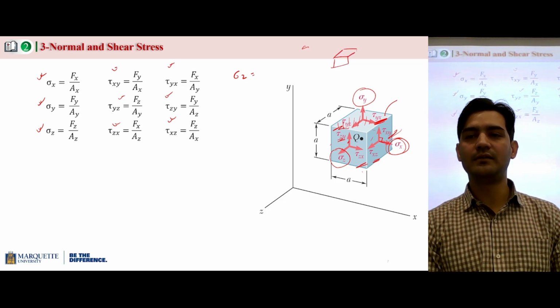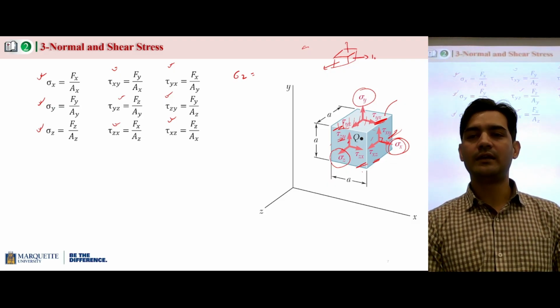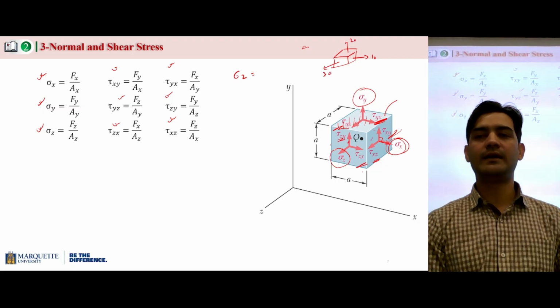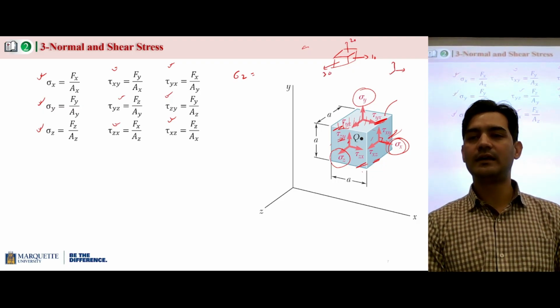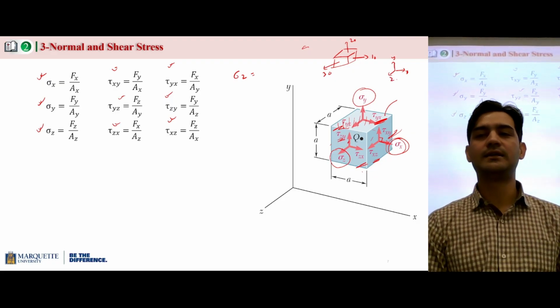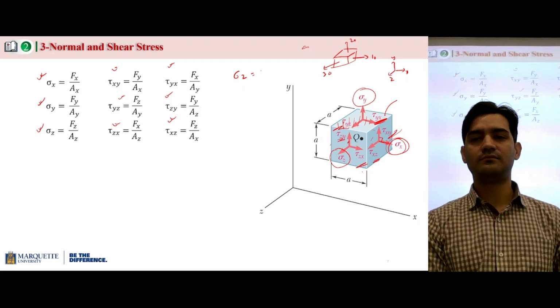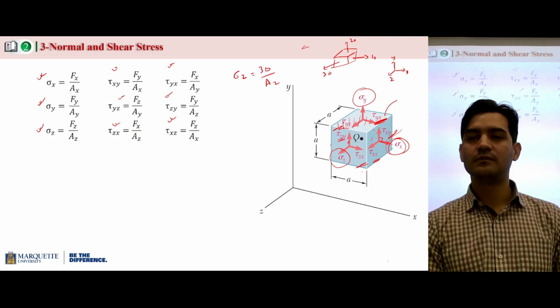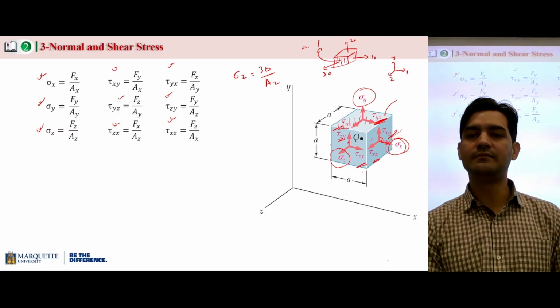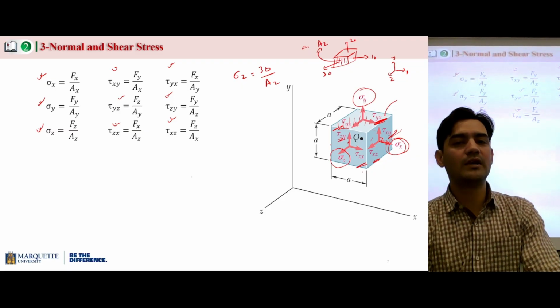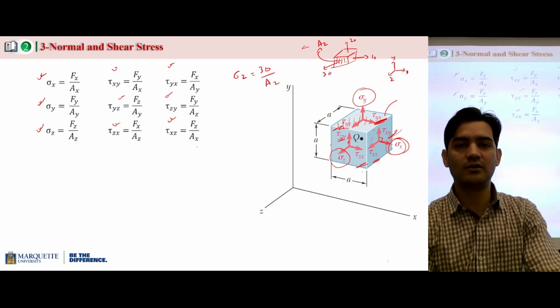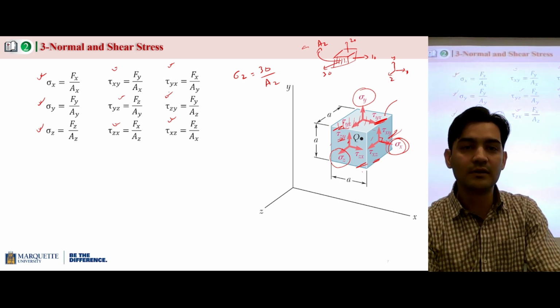So if I ask you to calculate stress Z, for example, and I give you a stress element and forces, let's just say I give you 10, this is 20, this is 30. If this is the x-axis, y-axis, and z-axis, and I ask you what is the stress Z, that would be 30 divided by area of Z. So this is the AZ.